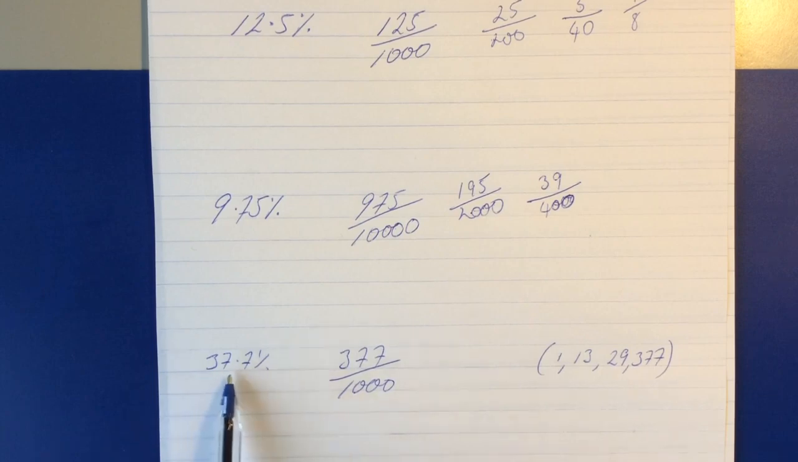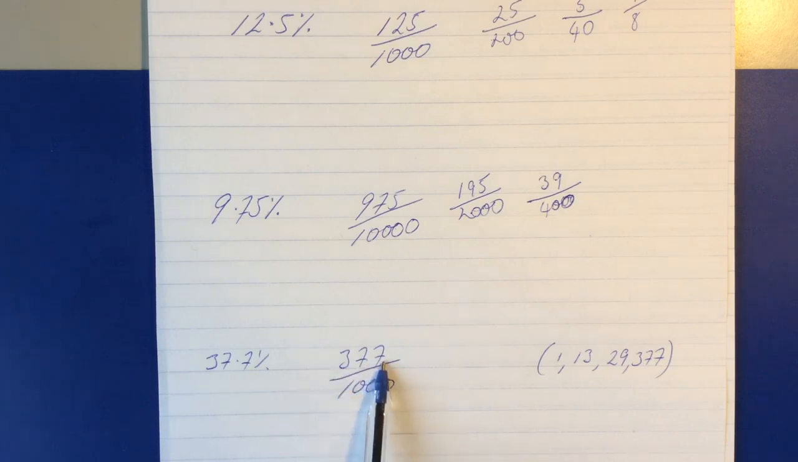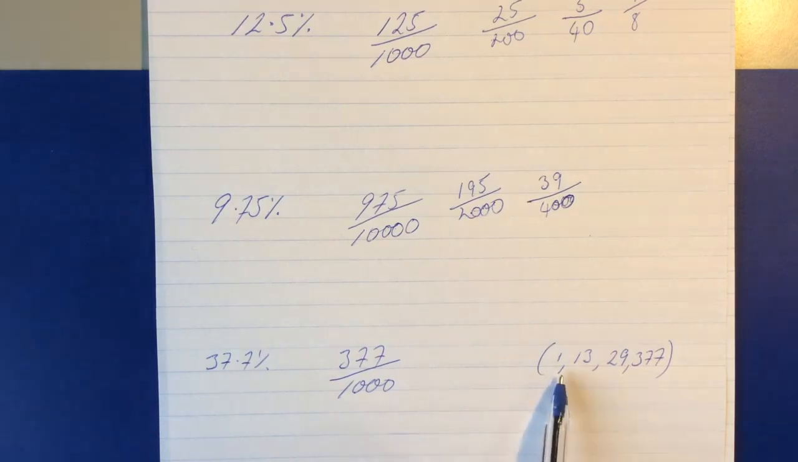Now, 37.7%. So we're back to a denominator of 1,000. We've written this as 377. And what I've got over here is the factors, the list of factors of 377. 1 and 377. 13 is a factor, 29 is a factor, apparently. I did a bit of work on this beforehand.